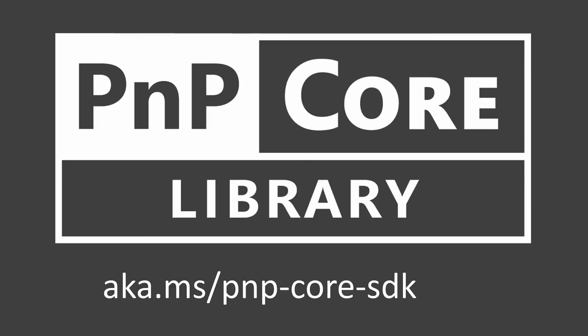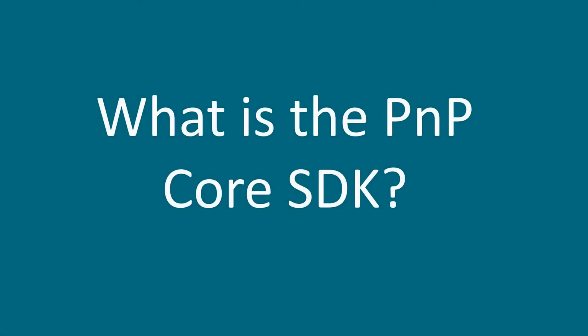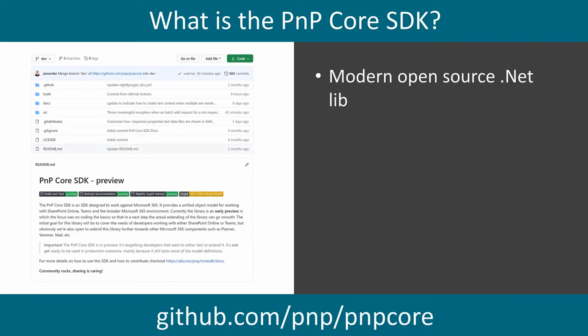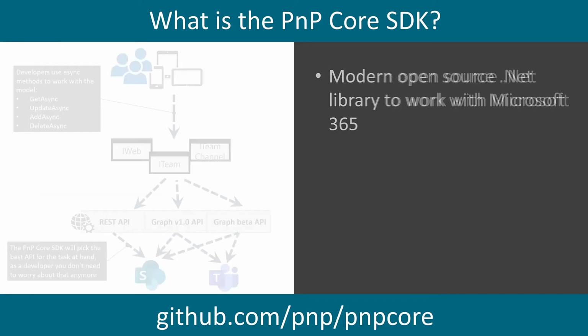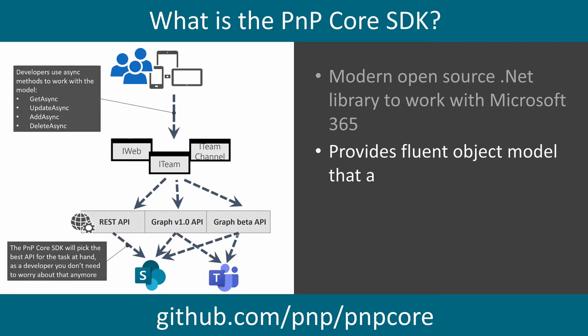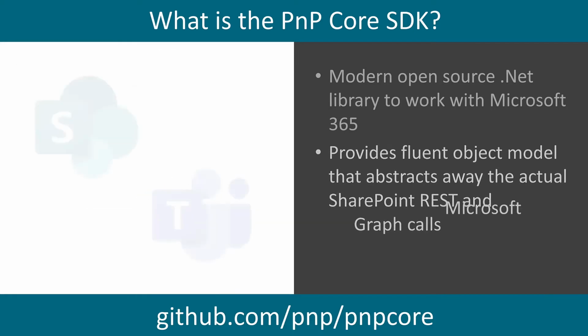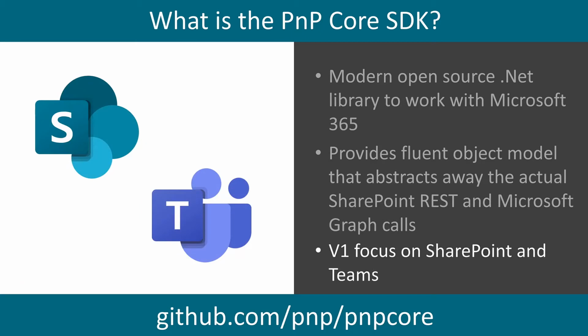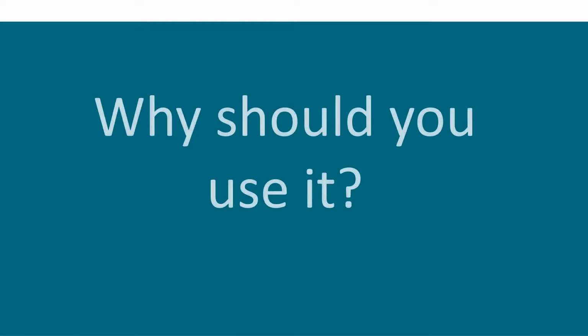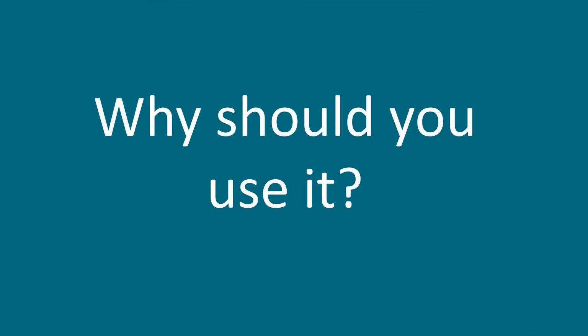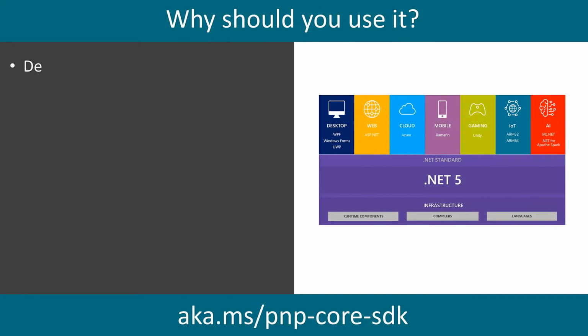So let's have a look at the new PnP Core SDK and what this project is all about and why it actually exists. This is something which we've only pretty recently started building. It is a modern open source .NET library to work with Microsoft 365. And it's really intended to abstract the REST API surface, so you don't have to worry about whether the API is supported in Microsoft Graph or in SharePoint REST. This library will abstract that usage, and by default it will obviously always use Microsoft Graph, but then it will fall back on the SharePoint REST APIs if the requested API is not available.